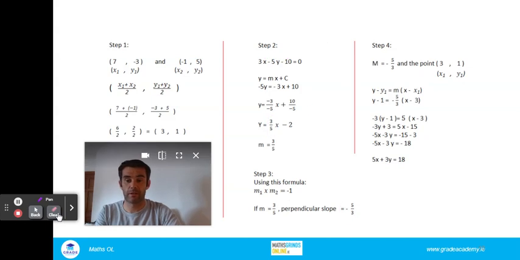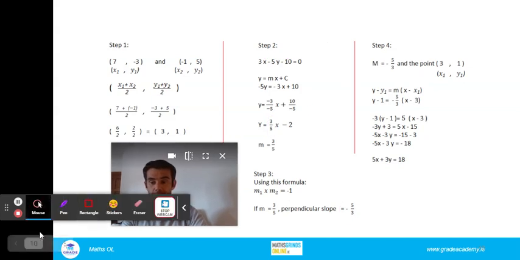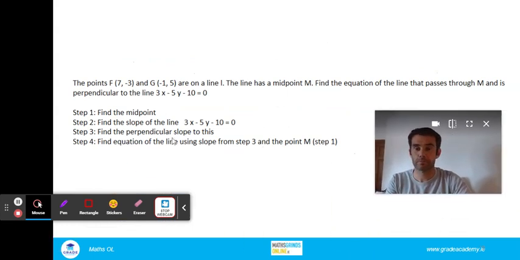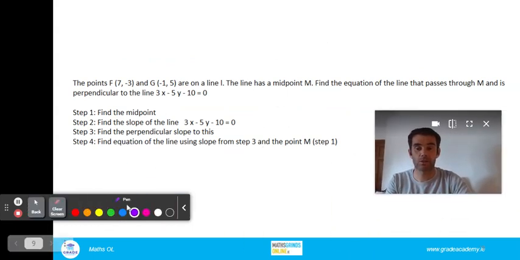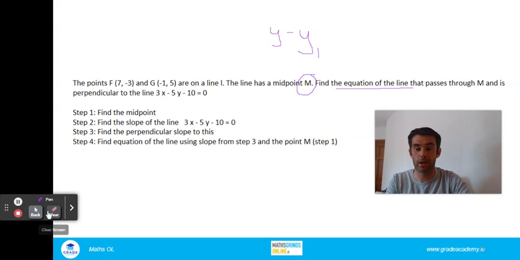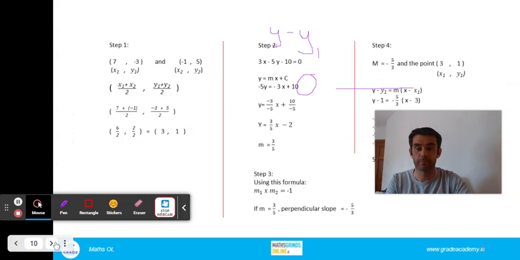Now, just to recap a little bit, just tab back the screen for a second. What did the question ask us to do? It asked us to find the equation of the line. We need to know y minus y1. So we need to know a point, which we have, and the perpendicular slope, which we have now done. Okay.